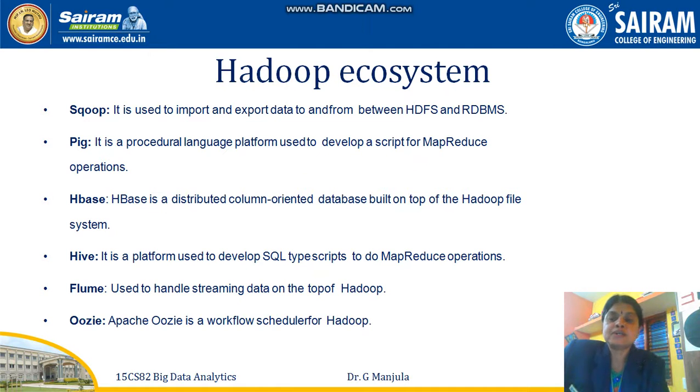Now, what is meant by Hadoop and what is the ecosystem of Hadoop? There are different types of Hadoop tools available, and all together they are called an ecosystem. We will implement them and come to know how it is an ecosystem. The first tool of Hadoop is called Sqoop. Sqoop is used to import and export data between HDFS and the RDBMS.